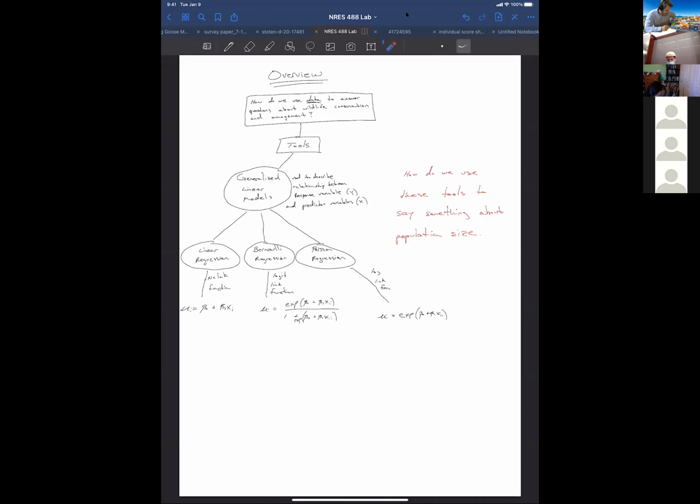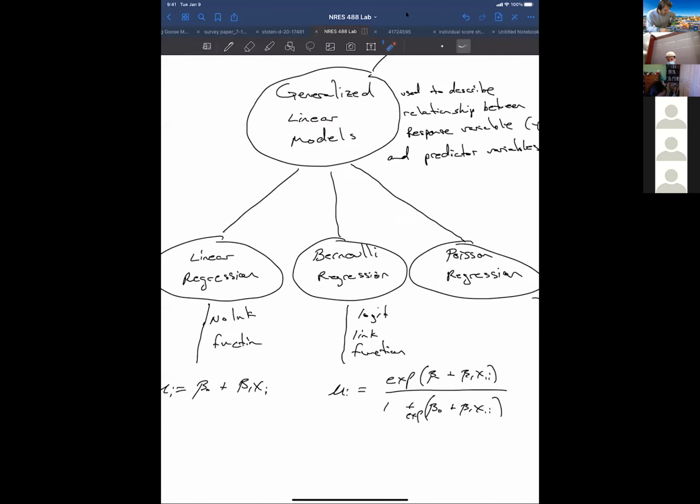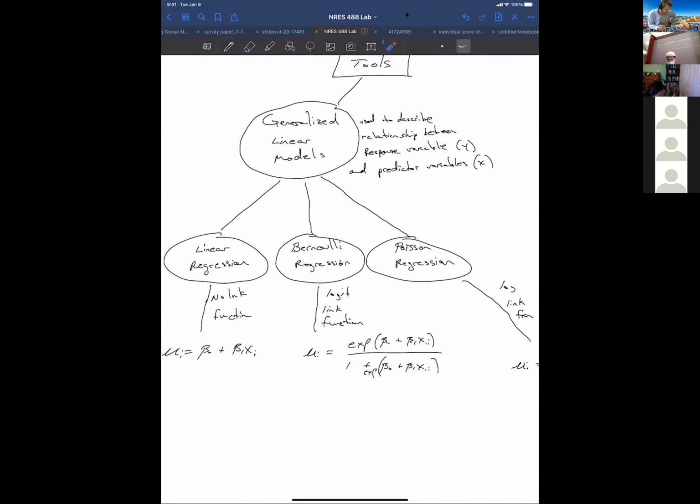So generalized linear models are the most widely used types of models in all of science, really. And what we use these models for is to describe a relationship between a response variable y and predictor variables x. We've talked about 3 types of generalized linear models. Linear regression, where our y data can be anything between negative infinity and infinity. Bernoulli regression, when we have zeros and ones. And Poisson regression, where we have count data.